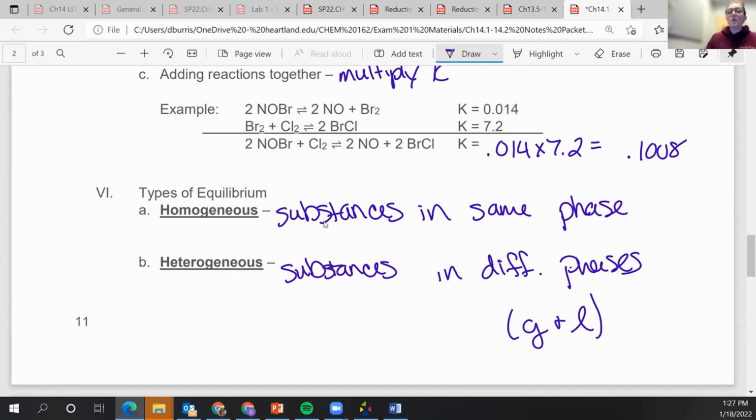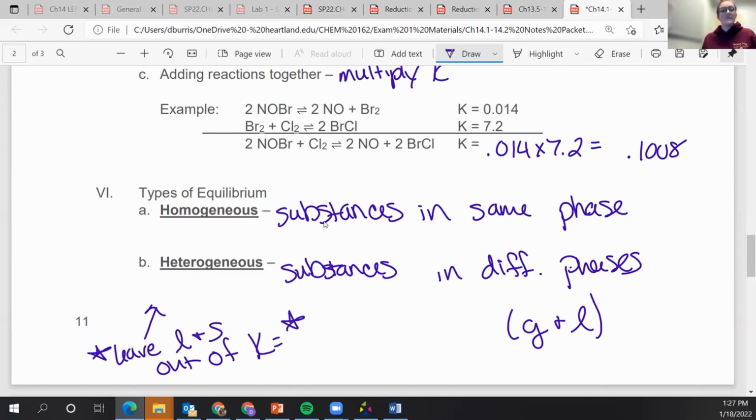Okay. Now there is an important thing to remember, especially about heterogeneous equilibriums. When I write a K equation, my big K equilibrium constant equation for a reaction, we actually leave out liquids and solids. Leave L and S out of K equations. This is super important. Now, why do we do that? Technically, solids and liquids in a reaction aren't going to affect the equilibrium because there's so much of them there. There's actually not a concentration of a solid. It's just the solid. There's not a concentration of a liquid, just a liquid. Only aqueous and gaseous things should be involved.